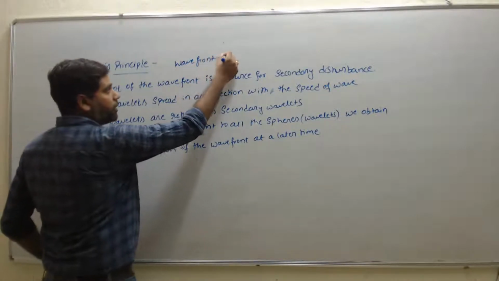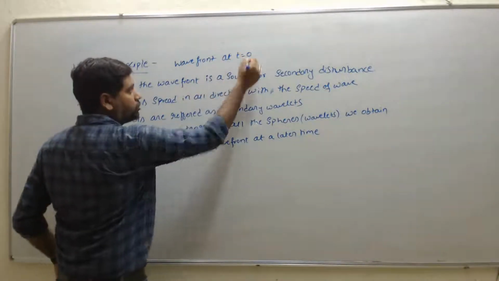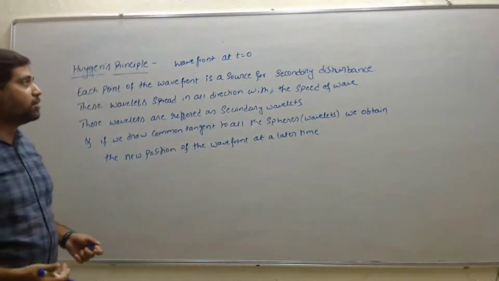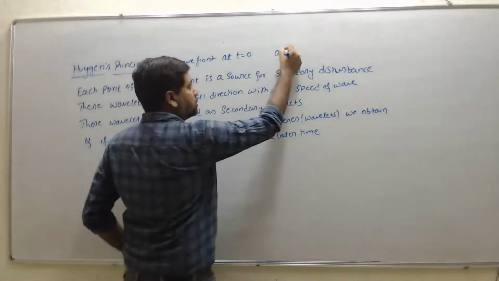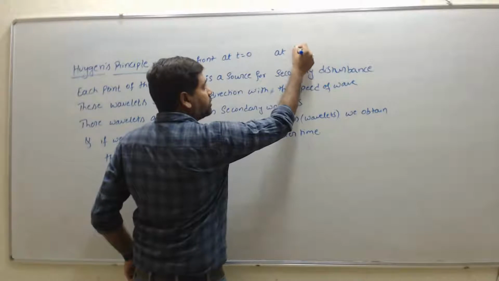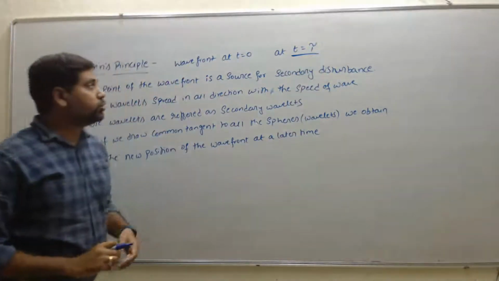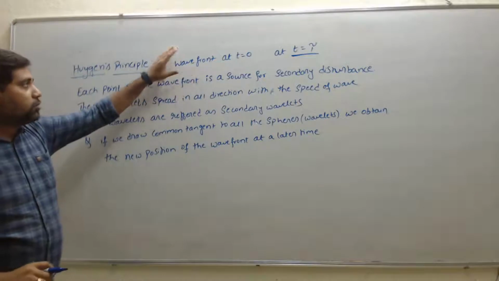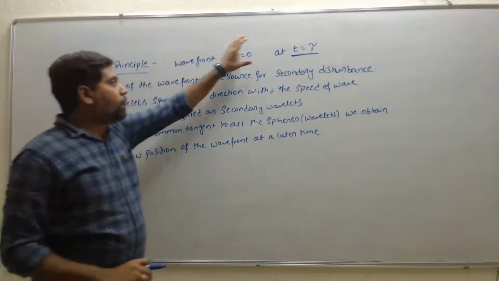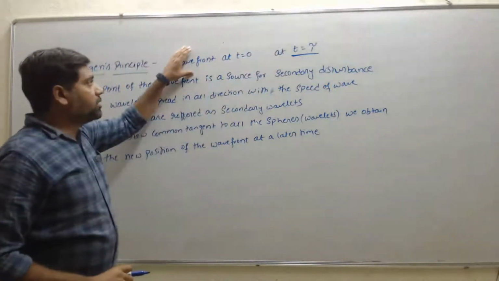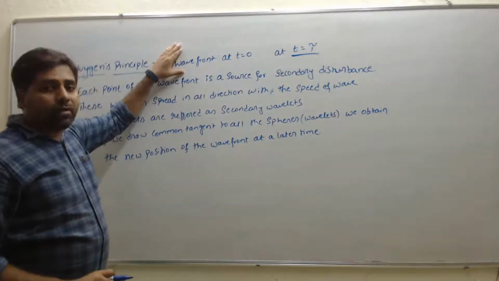So simply, the Huygens principle says if we know the wavefront at t equals 0, then we can find the wavefront at a certain time, that is t equals tau. So at this time we can find the position of the wavefront.